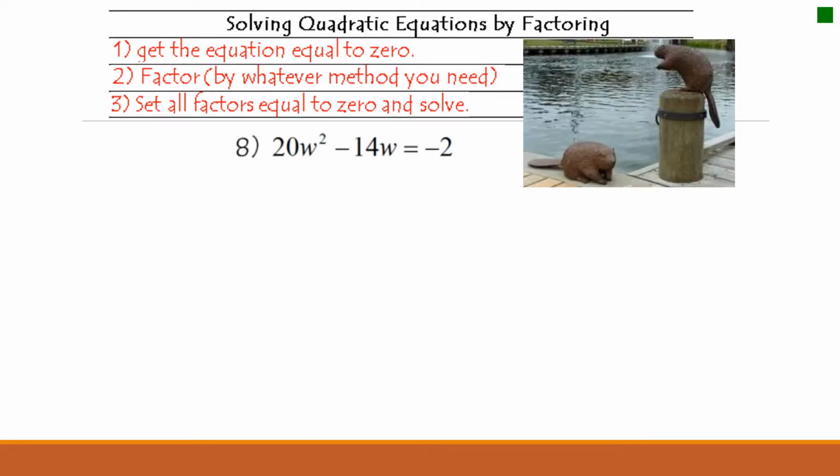All right, this one doesn't have any come-in things. I'm ready to go. But first thing says get it equal to 0. It is not. So I'm going to add 2 to both sides. So I have 20w squared minus 14w plus 2 equals 0.